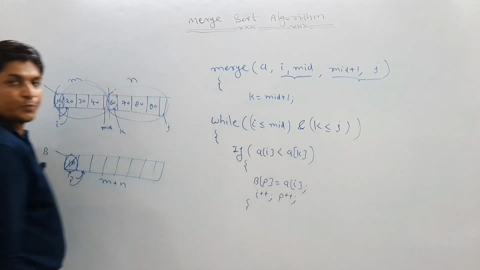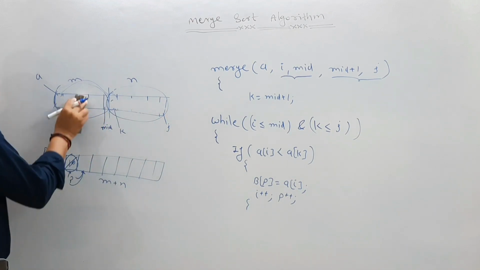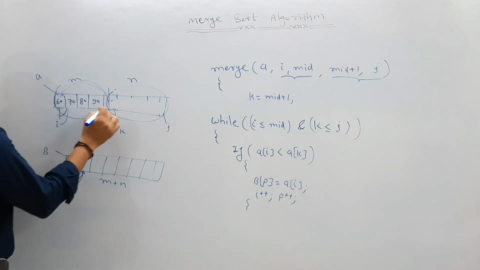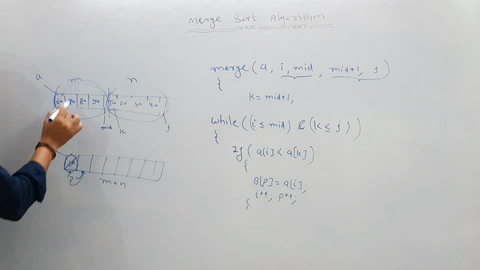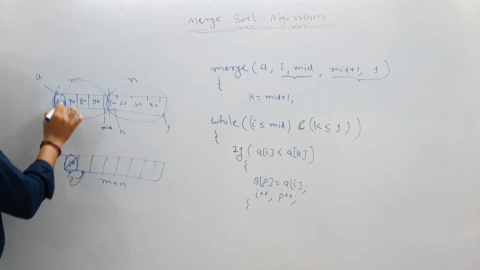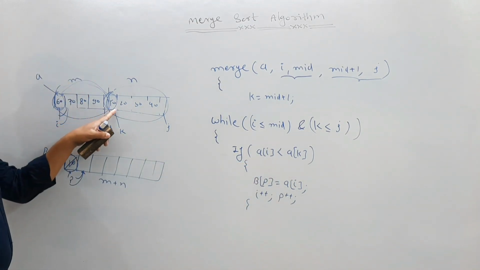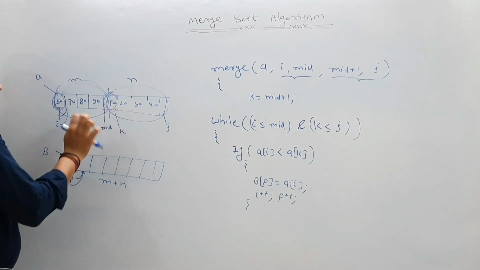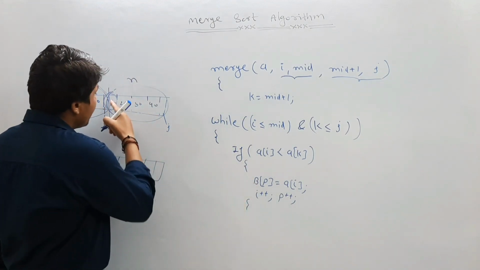Let's suppose this is not true. In what situation will it not be true? Let's say we have elements like this: 60, 70, 80, 90 as the first sorted subarray, and 10, 20, 30, 40 as the second sorted subarray. We compare this element and this element. Now this condition is not true, because 60 is not less than 10. We need to see which of the two elements is minimum, and that is 10. So we copy 10. If this condition is not true, it means you have to copy this element.